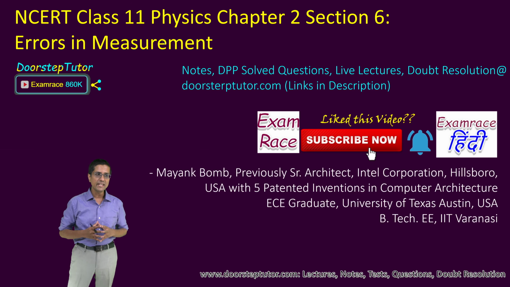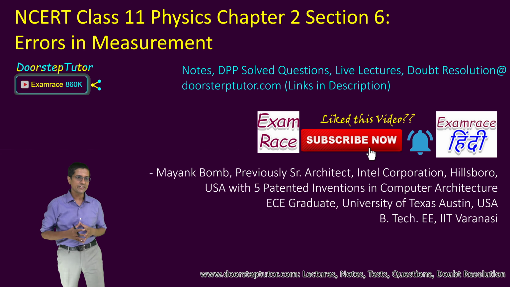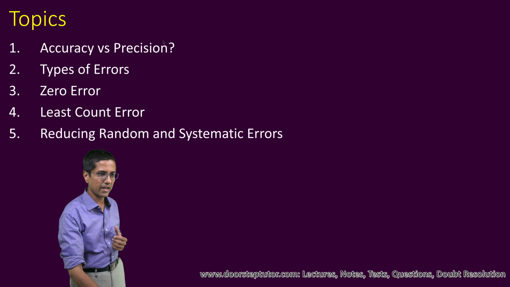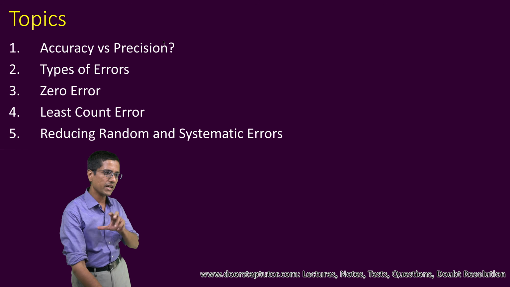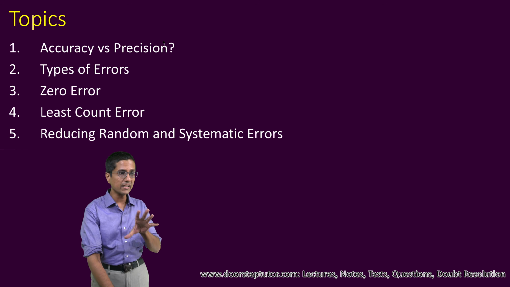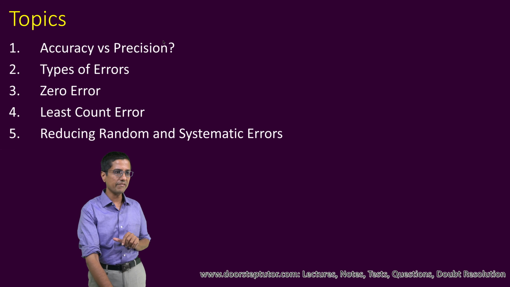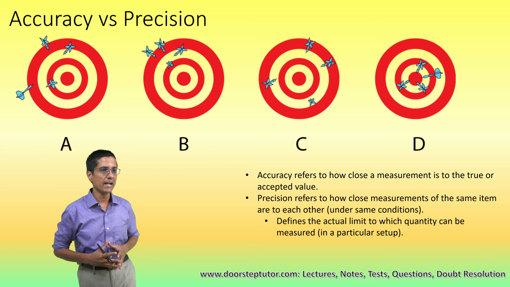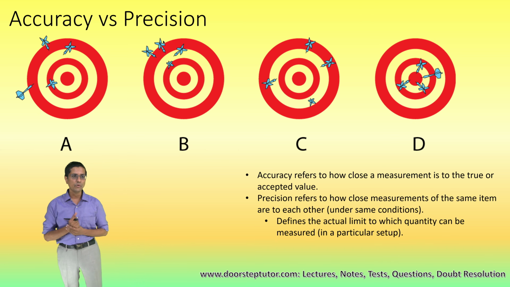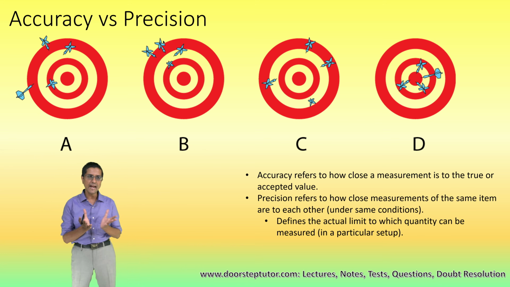Now let's move on to a very important topic, the next section basically, which relates to the errors in measurement. Before we understand what kinds of errors there are in measurement, let us visit a very important concept, which is accuracy versus precision. So what do we mean by those two terms, accuracy and precision?